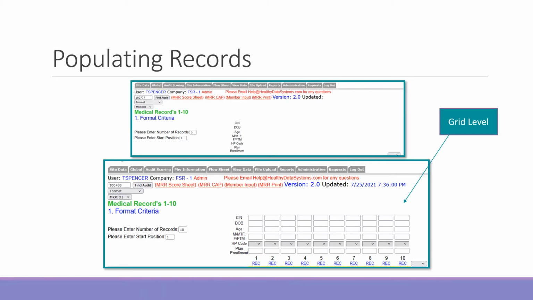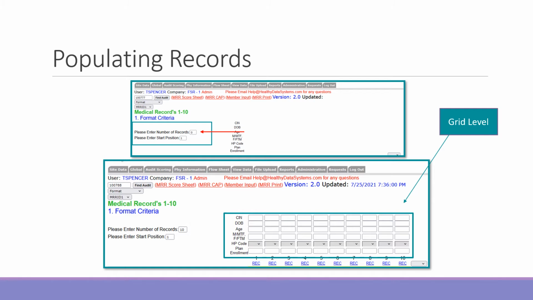The user must tell the system how many records are being reviewed on each tool. Enter the number of records in this box. After hitting enter, these boxes here will appear for entering the information about each member whose chart is being reviewed.